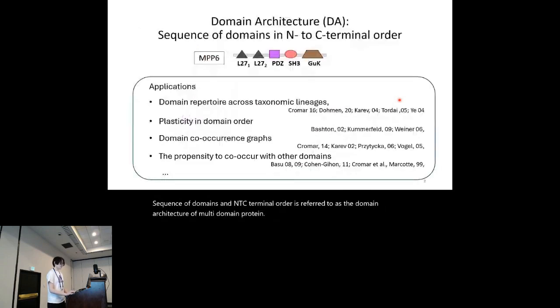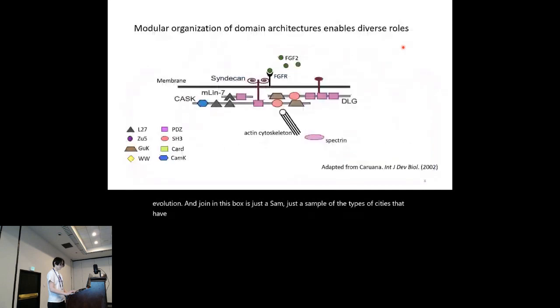The domain architecture representation ignores the specific amino acid sequences of the domains and the linker sequences that connect them. It focuses rather on the large-scale organization of protein architecture and modularity. The DA representation has proved extremely useful for studying protein function and evolution. And shown in this box is just a sample of the types of studies that have used this representation.